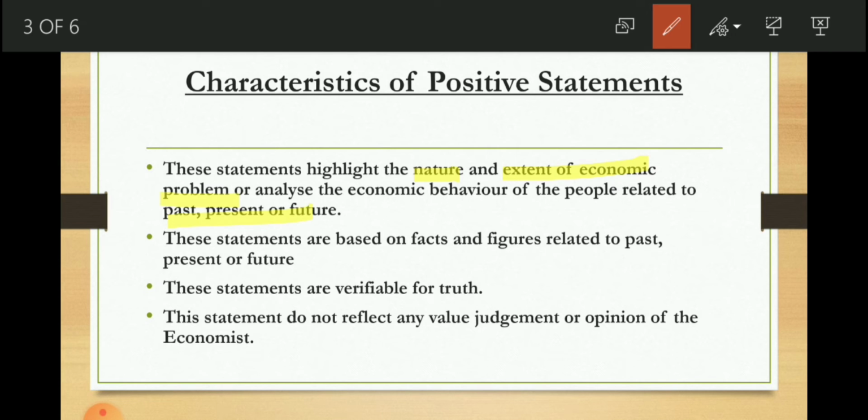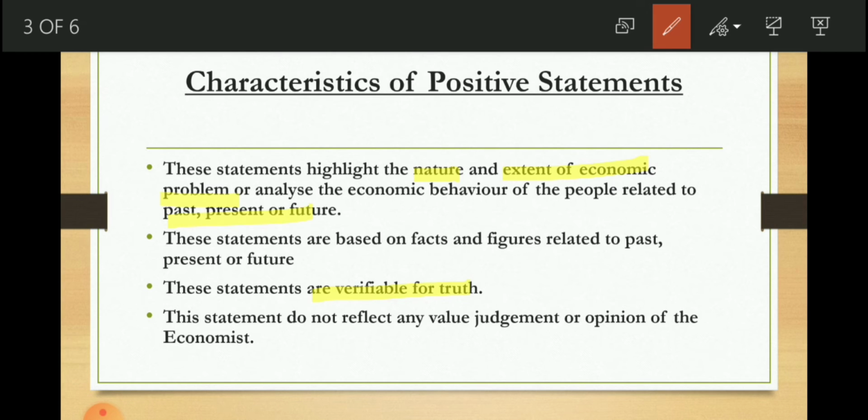So whatever statement we are presenting, whatever statement we are quoting related to that particular economic situation or problem, that statement is accompanied by some facts and figures which can be related to either the past, present or future. Then, these statements are verifiable truths. I already told you, we cannot simply say that these statements are true. These statements can be said to be true only when, with the help of the facts and figures which we presented, we are able to verify them.